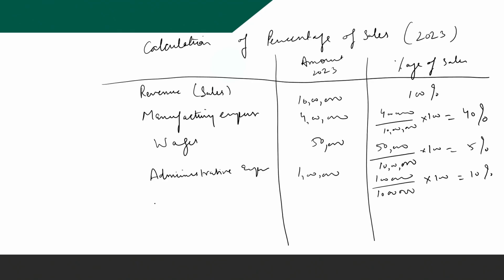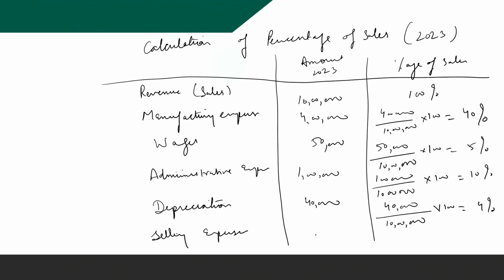Then we are given the depreciation. Another item is depreciation of rupees 40,000. So it would be 40,000 divided by 10 lakhs into 100. We get 4% as the percentage of sale for the depreciation. Then we have selling expenses, which is given as 50,000 rupees. So 50,000 divided by 10 lakhs into 100 is equal to 5%. The last is the interest expense. As we know, interest is usually treated as a fixed item, so we are not going to scale it with the sales. Now we are preparing the forecasting statement for the year 2024.